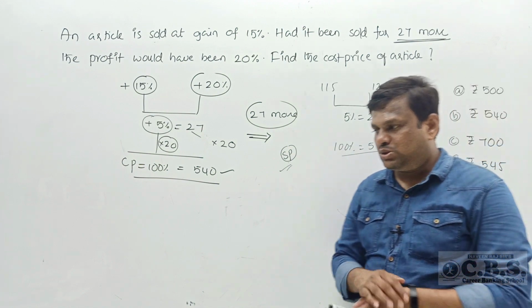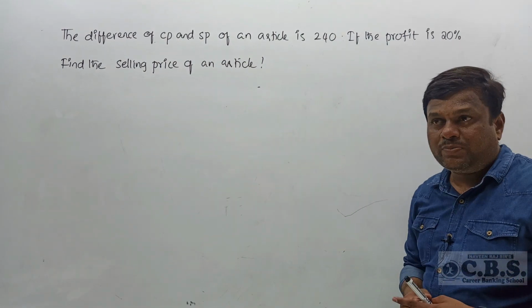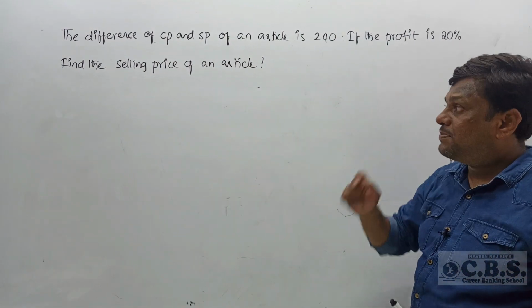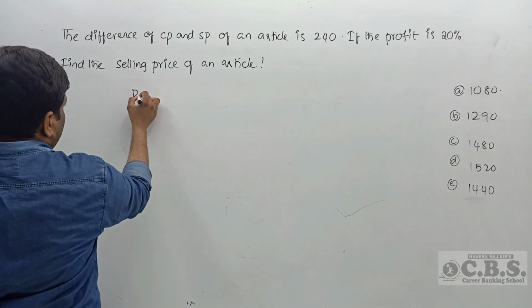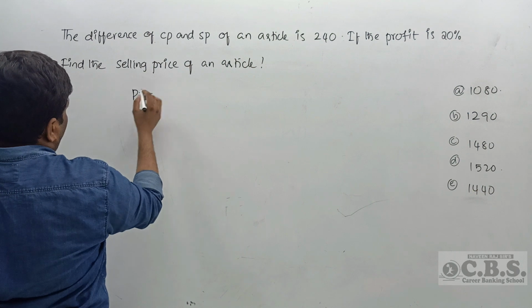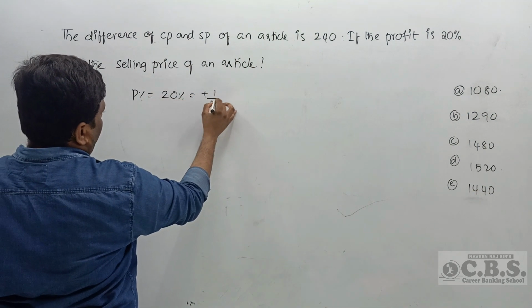Okay, let's go for the next question. The difference of cost price and selling price of an article is 240 rupees. If the profit percent is 20%, find the selling price of the article. In this one a profit percent is given, the quantifier is given. Profit quantifier is 20%. 20% means plus 1 by 5.